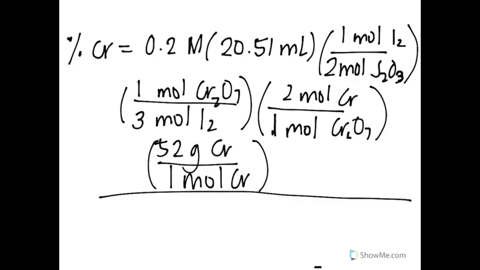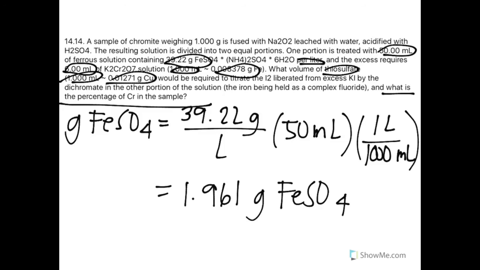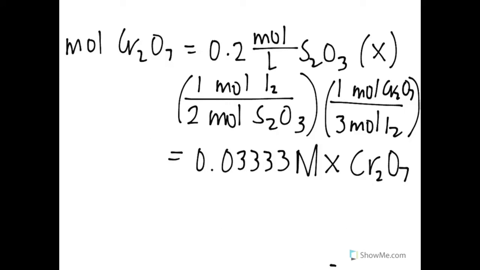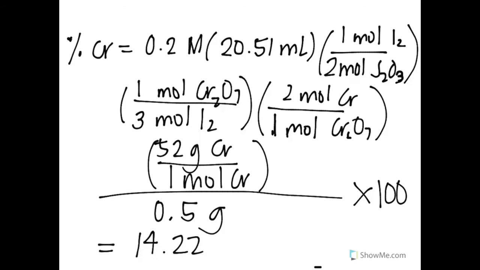So this is all over the weight of the sample, and since we have 1 gram as the weight of the sample, and it is said that we divided this into 2 equal portions, 1 gram divided by 2 is 0.5 grams, and multiplied by 100 to get the percentage, and this results to 14.22%, and that is the final answer.